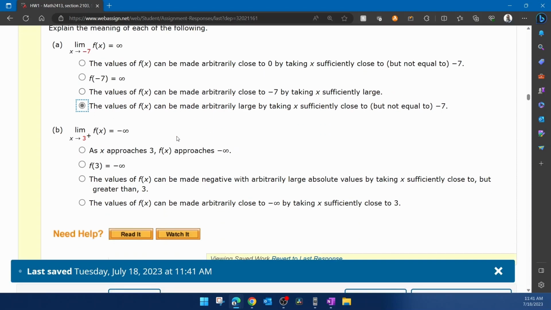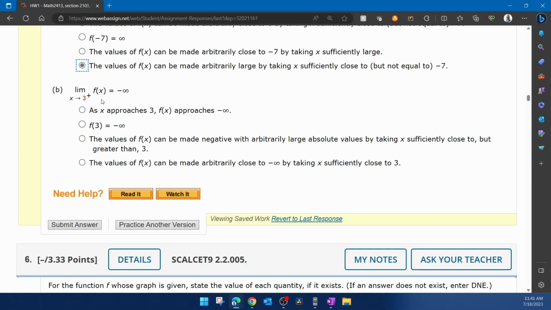All right, part B. Part B says the limit of the function as x approaches 3 from the right is -infinity. So this time let's start at the bottom. The values of f of x can be made arbitrarily close to -infinity by taking x sufficiently close to 3, and that doesn't say anything about from the right. So I don't think it's this last statement.